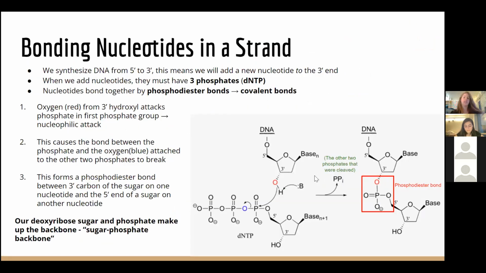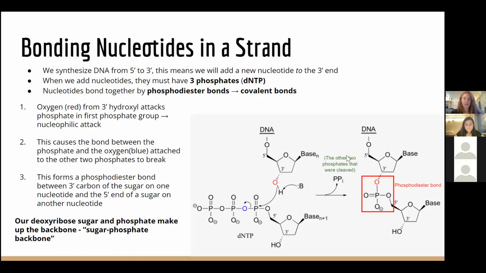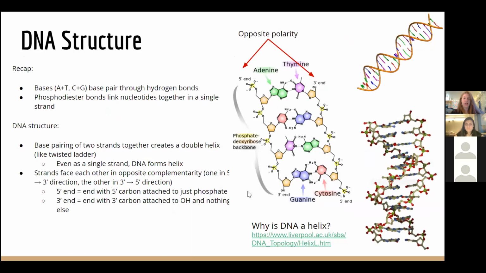And so on to the phosphodiester bonds. Specifically, what is happening? Oh my gosh, my computer's freaking out. I'm not clicking anything. Does anyone know why on earth that's happening?